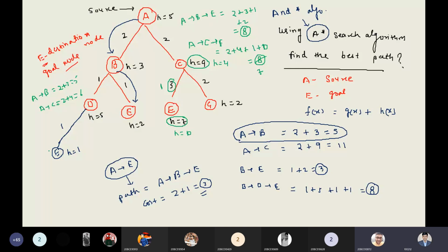You are moving from A to B. So the cost of A to B will be counted as 2, and the heuristic function value of the node at which we are reaching will be counted. So it is 2 plus 3, not 5 plus 2. Okay, now clear? Yes, sir, clear, sir. So this is the point. Who asked this problem? Should I explain once again?